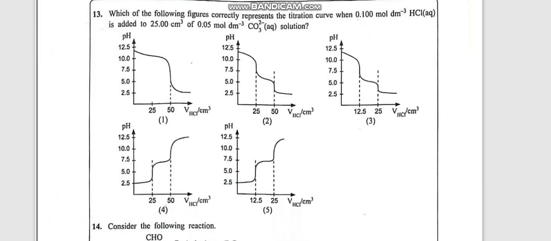Which of the following figures correctly represents the titration curve when 0.1 mole per decimeter cube HCl is added to 25 cubic centimeter of 0.05 mole per decimeter cube carbonate aqueous solution?